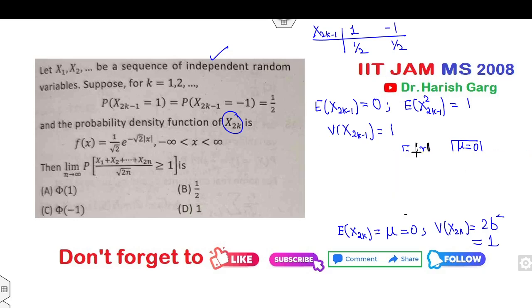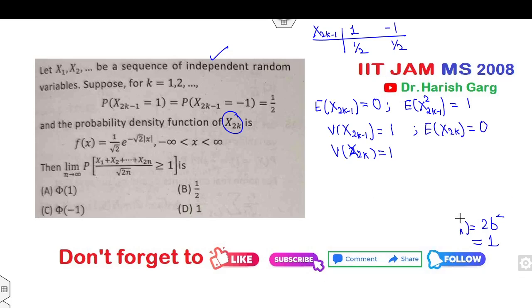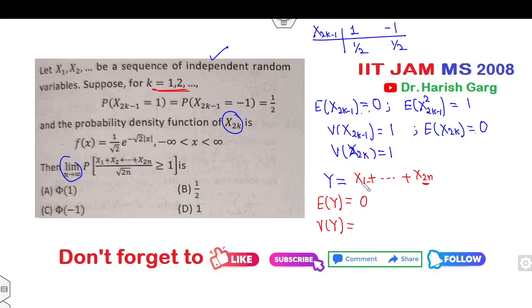Variance of x 2k is also 1, and the mean of x 2k is my 0. Now that's over. Again, your target is to find the limit as n approaches infinity. So we can apply the central limit theorem. I can simply take y as x1 plus up to x of 2n. Can you find the mean of the y? x1 up to the 2n minus 1, the answer is 0 and the 2n is also 0. Can you find the variance of the y? Up to the 2n minus 1, the variance is 1. It is also 1.